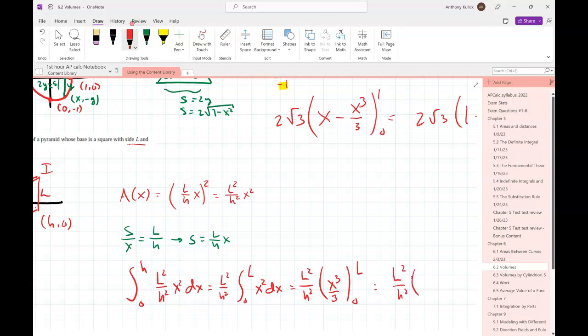Oh, that was supposed to be an h up there. My bad penmanship made it start to look like an L, and I was like, why does that look like an L? That's not right.